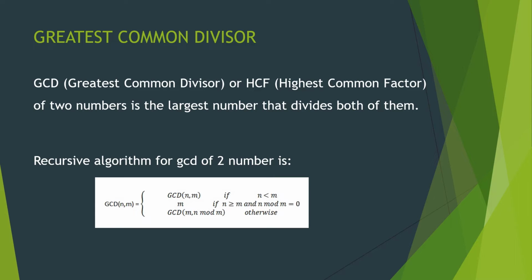So here, the recursive algorithm for the GCD of two numbers is, the first is if n is less than m, n ಏನಾದ್ರೂ ಒಮ್ಮೆಗಿಂತ ಕಡಿಮೆ ಇತ್ತು ಅಂದ್ರೆ, so we have to call the function GCD of n comma m. Or else if n is greater than m and n mod m is equal to 0, so after performing n mod m, if we get the 0 value, it prints the value m. Or else otherwise, GCD of m comma n mod m. So this is the recursive algorithm for a GCD of two numbers.